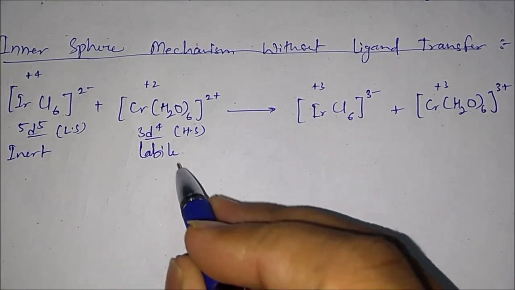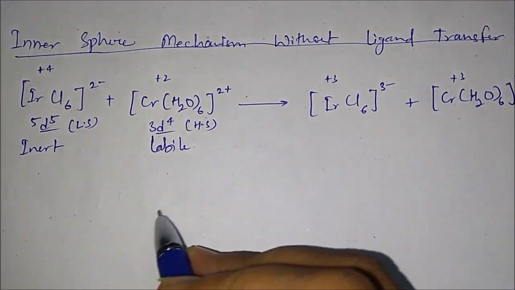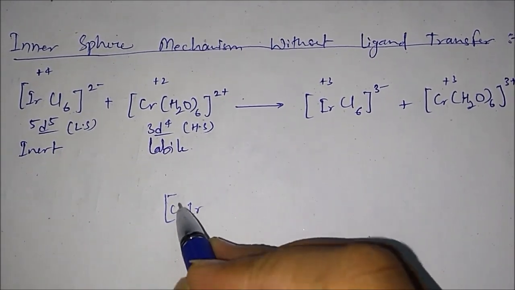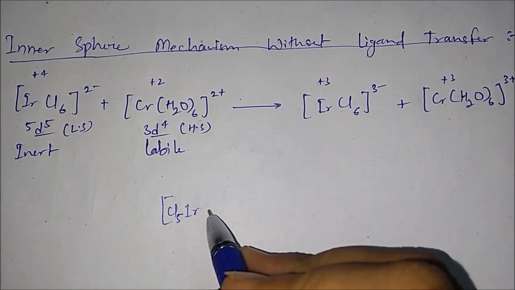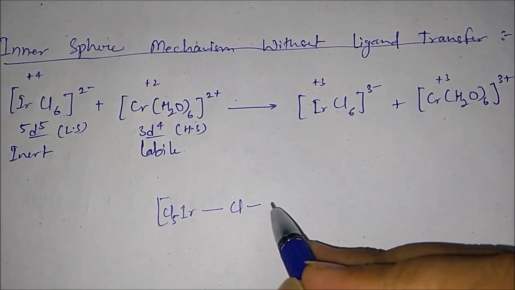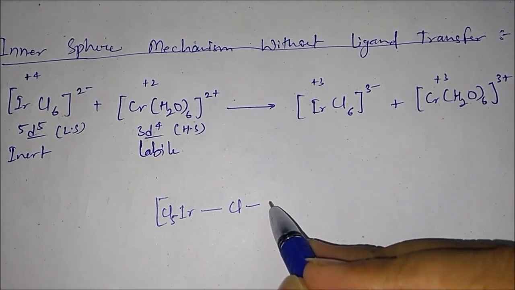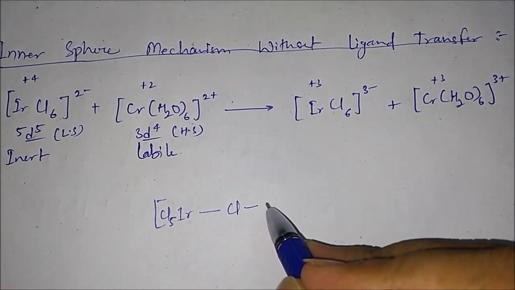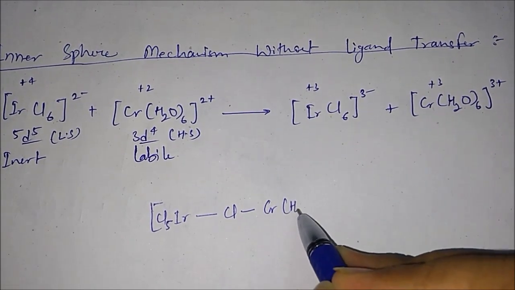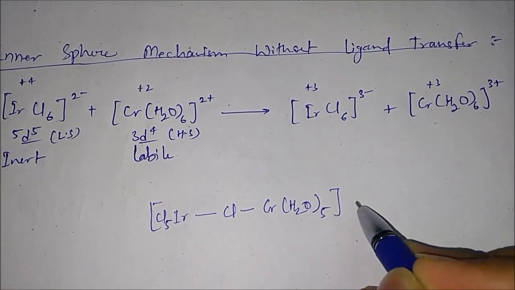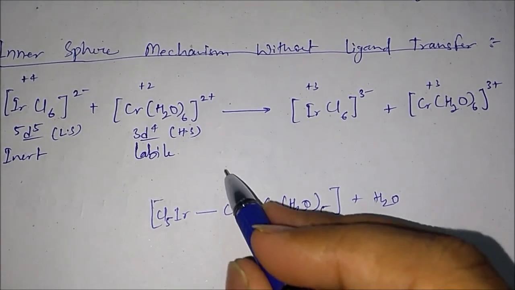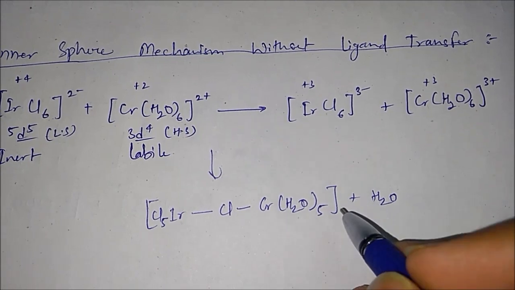See, these two things will react and you will get a complex like this. So it will be like iridium Cl6, and since it is an inert complex, the bond will stay like that only. And here you will have your chromium H2O 5, and one H2O will go out of the reaction in the aqueous medium. All right, so this will take place like this because this is labile.